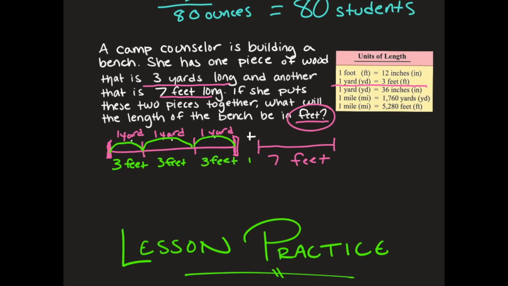And so now I'm able to add all of my feet together. I have 3 feet plus 3 feet plus 3 feet, 3, 6, 9, 9 feet plus my 7 feet gives me a total of 16 feet.